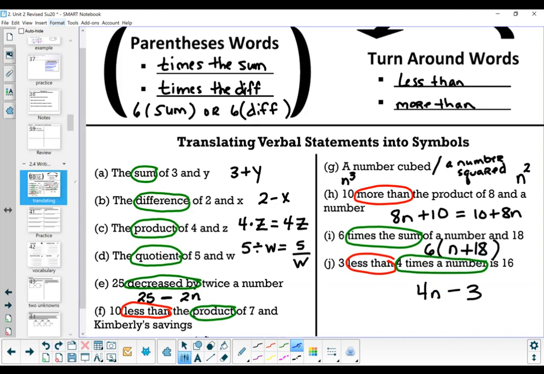Okay, now this is the first time we've had an equation. It says is, which represents an equal sign, and then 16. Okay, so 3 less than, minus 3. 4 times the number, 4 times n. Is our equal to, and then 16.